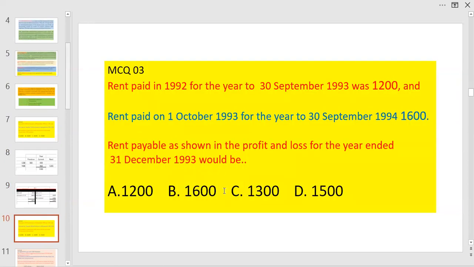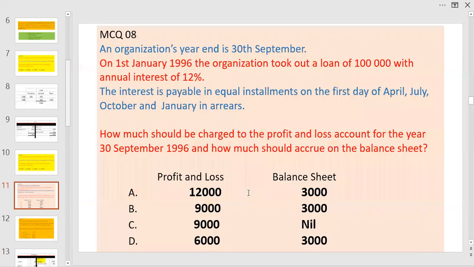Another question. An organization's year end is 30th September. On 1st January 96, the organization took out a loan of 100,000 with annual interest of 12%. The interest is payable in equal installments on the first day of April, July, October, and January. Mark the word in arrears. How much should be charged to the profit and loss account for the year to 30th September 96, and how much should accrue on the balance sheet?